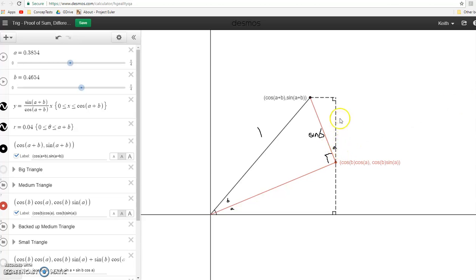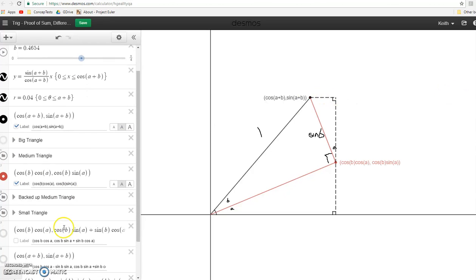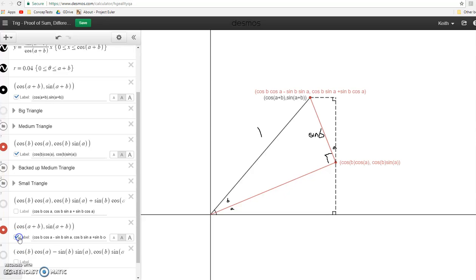So now, this height is r cosine theta. Theta is A, r is sine B. So this is sine B cosine A. This height is sine B sine A. And if you were to put all that together, you end up with another way of adding all that together. So let's see how we add all these lengths together.